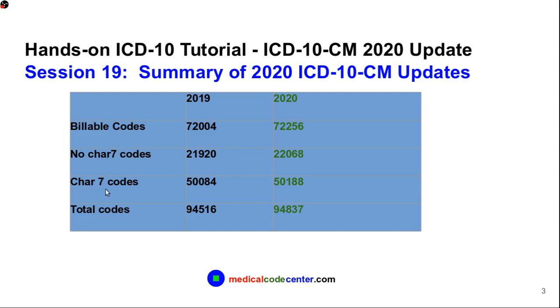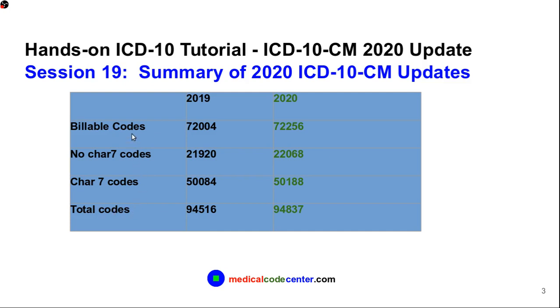And for the codes which need the seventh character, the number increased from 50,084 to 50,188. So we have around 104 more codes. The total number of codes is also increased by around 321, so we have around 300 more codes. The total number of codes includes the billable codes and also the truncated codes.